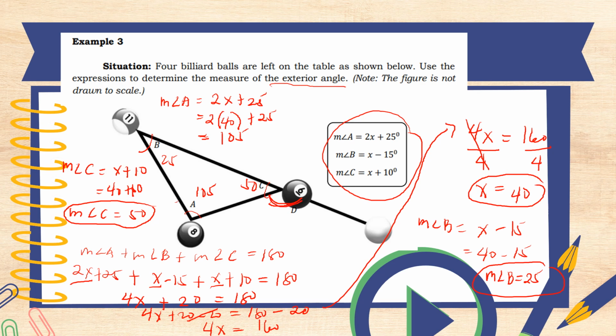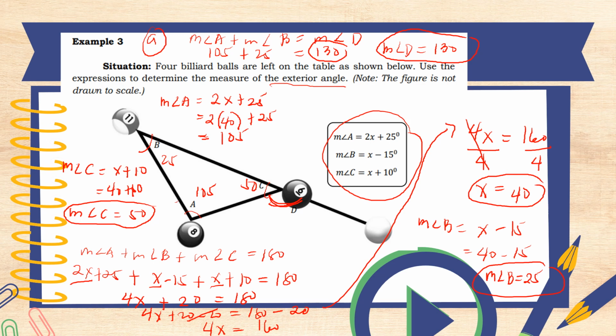Now, there are two ways to find the measure of the exterior angle. It can be the sum of the interior angles. So, the measure of angle A plus the measure of angle B is equal to the exterior angle, that is the measure of angle D. So, we have 105 plus 25 is equal to 130. So, the measure of angle D is 130.